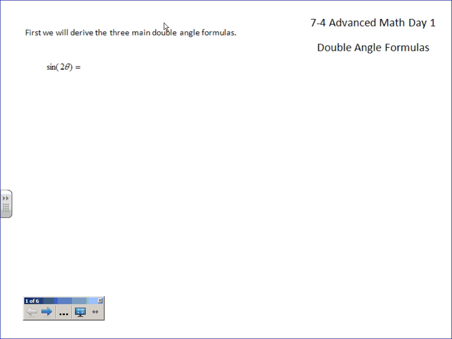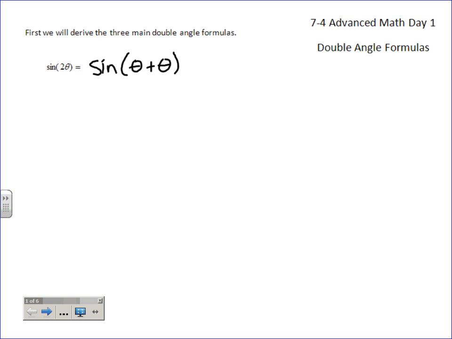What we're actually going to do is, I'm going to show you where they come from. And then after that, hopefully you can appreciate that and just refer to the actual formulas. All it is is a direct application of the sum and difference identities. Because I could write this as sine of theta plus theta. Do you agree? Isn't that the same thing as 2 theta? I'm adding it to itself. Do I know what that self is? No, but I'm adding it to itself.